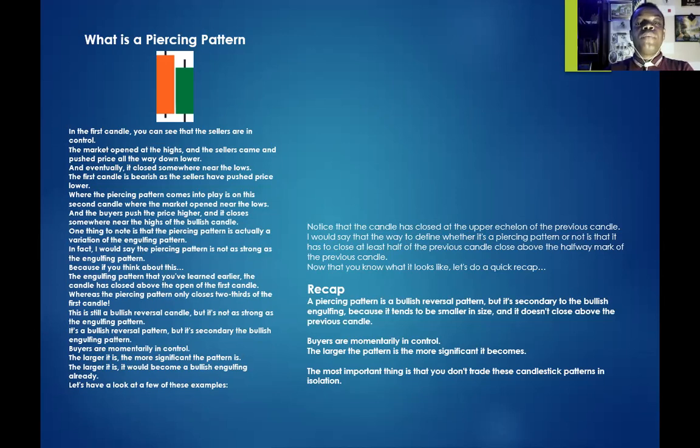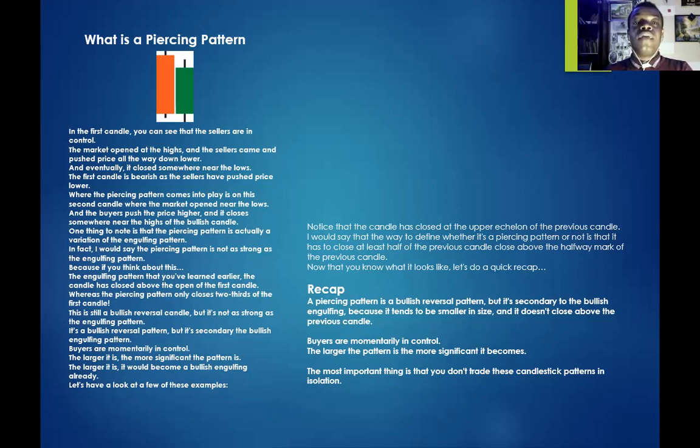This piercing pattern is another reversal pattern that most traders use to identify when a market is about to end, okay? The piercing pattern appears on a bearish trend, while on a bullish trend, what will appear is the dark cloud, okay? But once I'm through, I will shift to the other one.